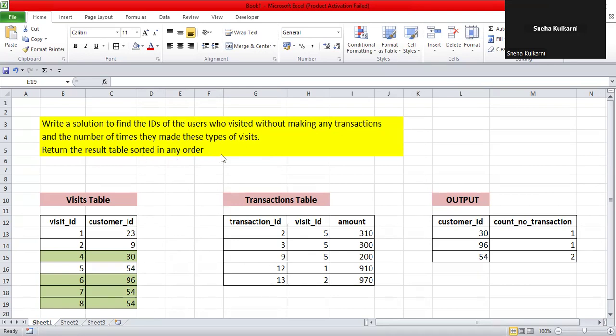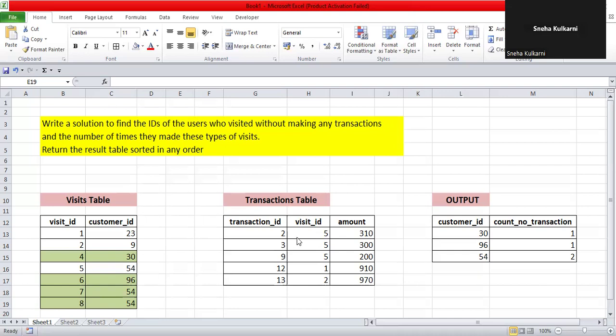So first, let's understand what we need to do. We have two tables. The first one is called visits and it contains the information about all the customers who visited the mall. The visits table contains visit ID and customer ID. And the second table, transactions, holds details about the customers who made transactions during their visits.